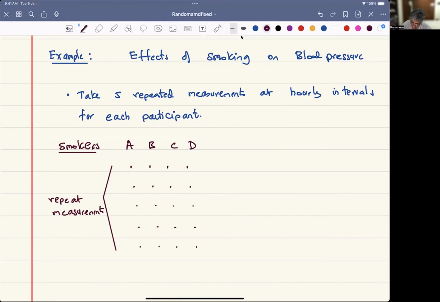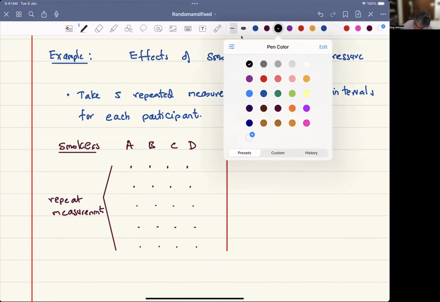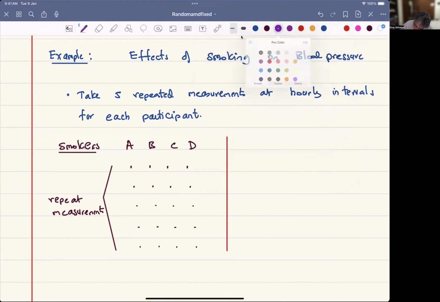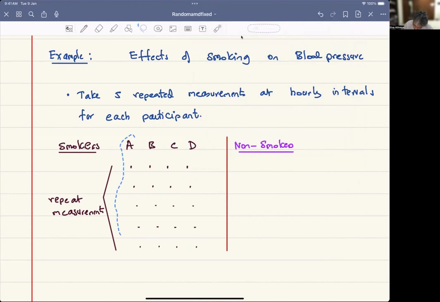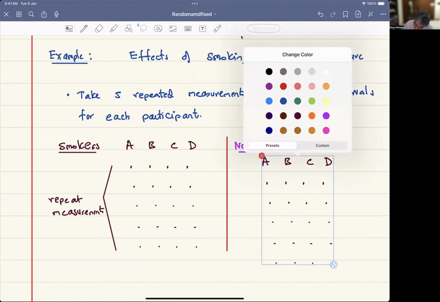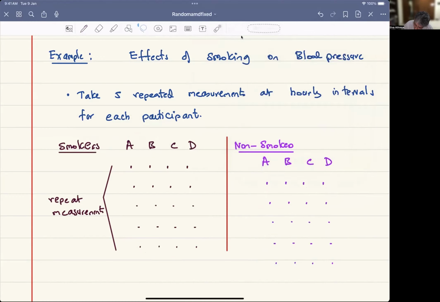And then you go and sample non-smokers. Again, we have 4 people, A, B, C, D, and we do the same repeat measurements for them. So let's copy that. This is what we have.